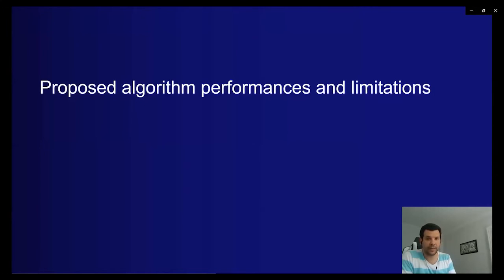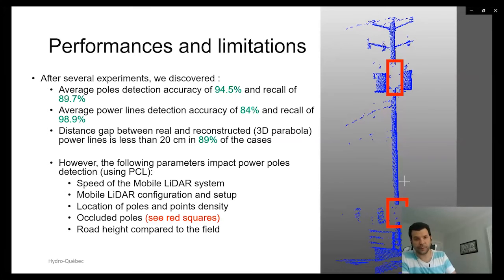So let's talk about the limitation and the performance of our algorithm. First of all, according to our first experiments, we've been able to reach an accuracy of 94%, which is good. However, the recall is 89%. And now for the power lines, the accuracy is 84% and the recall is 98%.